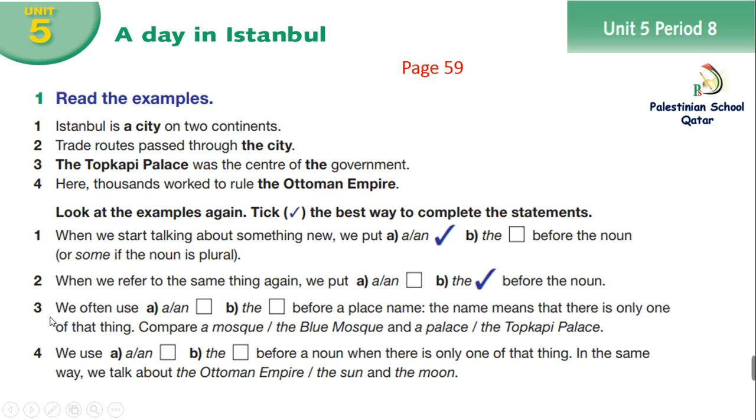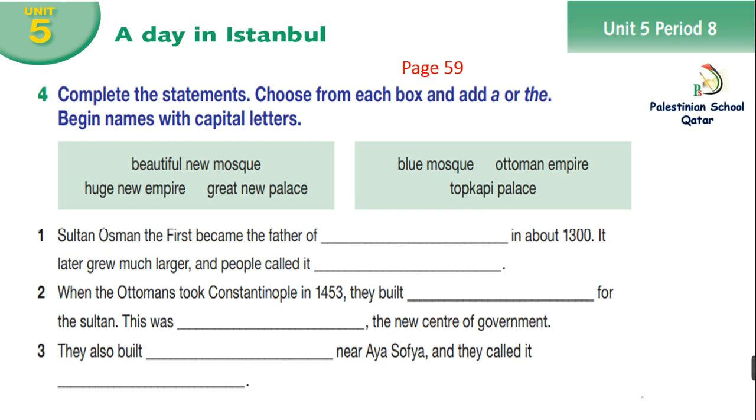Number 3. We often use a or the before a place name. The name means that there is only one of that thing. Compare a mosque, the Blue Mosque, and a palace, the Topkapi Palace. We use it with the. Number 4. We use the before a noun when there is only one of that thing. In the same way, we talk about the Ottoman Empire, the sun and the moon. So we use that. Now we come to the next exercise, number 3, exercise number 4.